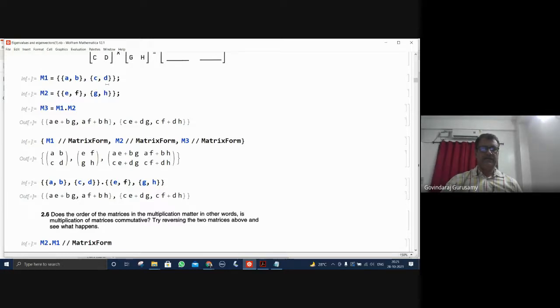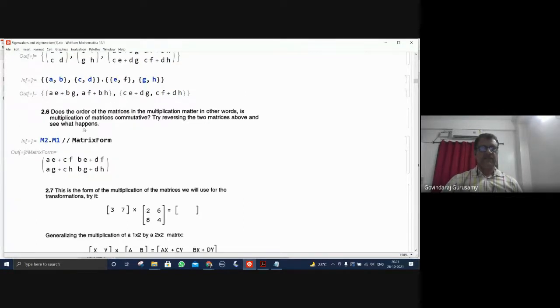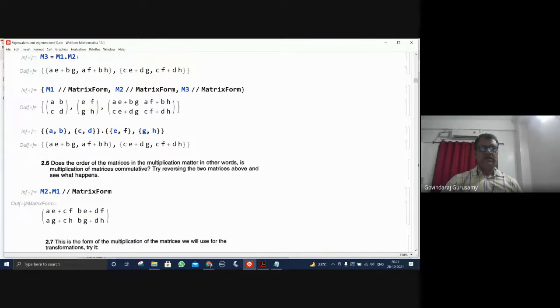You write M1 like this, then make a separate matrix form below that: M1 matrix form, M2 matrix form. Then you can use this M1 for other purposes. Otherwise, you have a problem. When you practice, you will come to know that you should avoid such things. So M1 dot M2 is M3.